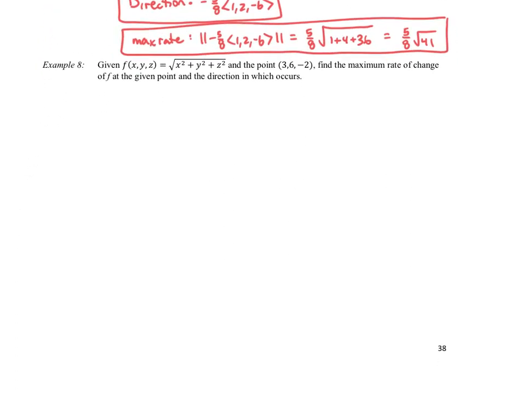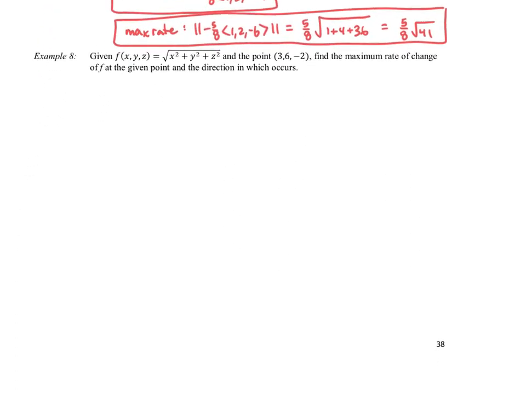So example 8, we have just a generic function f of x, y, z, and we're looking at a point 3, 6, negative 2. We want to do the same thing, find the max rate of change and in which direction. So again, it's nothing really new here, just a different function. If you want to try it on your own, pause the video and come back and check your work, you certainly can.